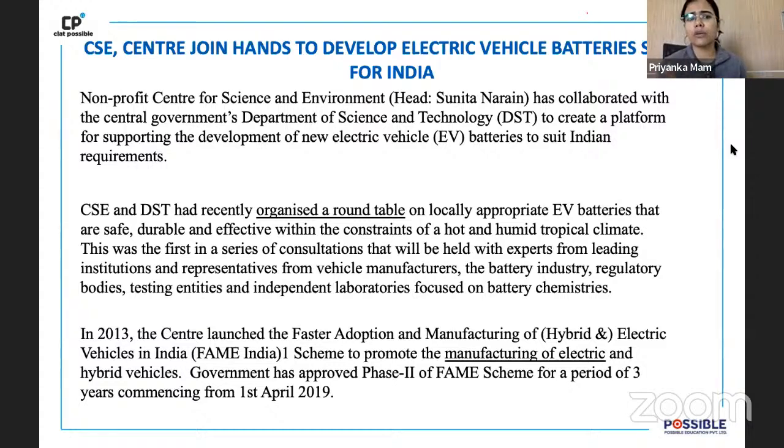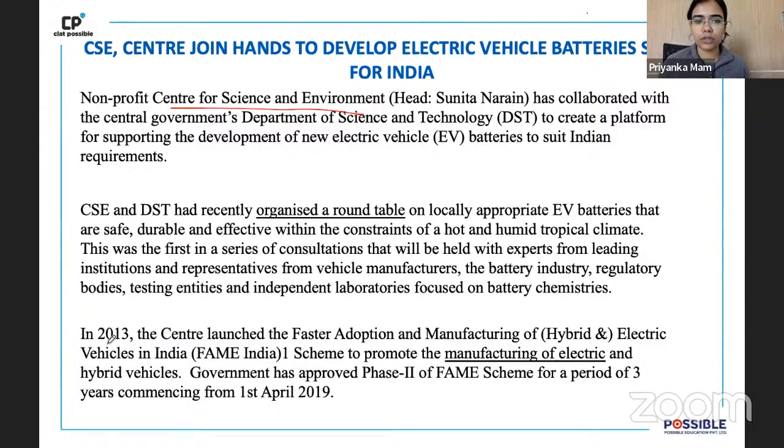Over here, we are just talking about these two organizations. One is Center for Science and Environment. Head is again Sunita Narayan, right? They have collaborated with the Department of Science and Technology, and they are talking about the development of new electric vehicle batteries to suit Indian requirements. Okay, और कुछ नहीं, बस इतना ही कि हम लोग साथ में मिलके we will see कि कौन से टाइप के हमें बैटरीज बनाने चाहिए.